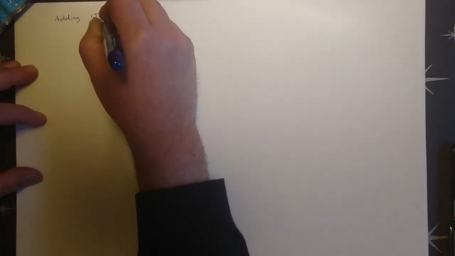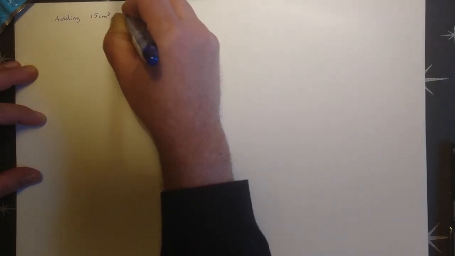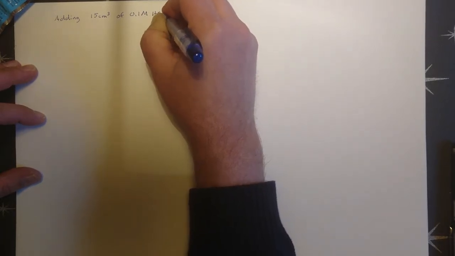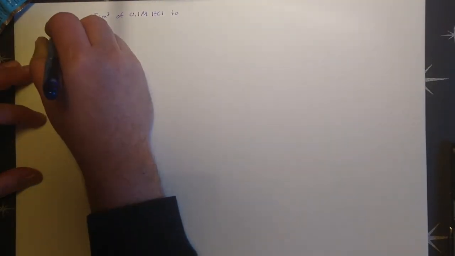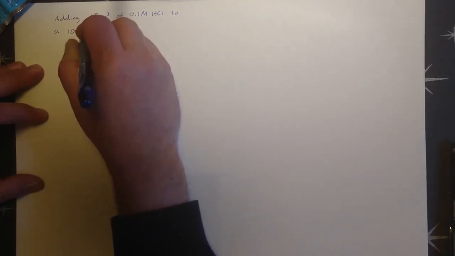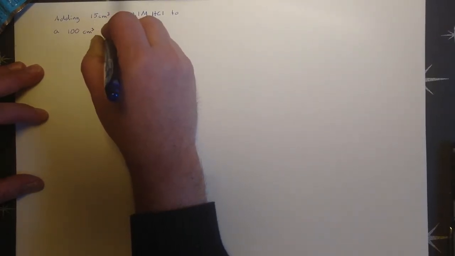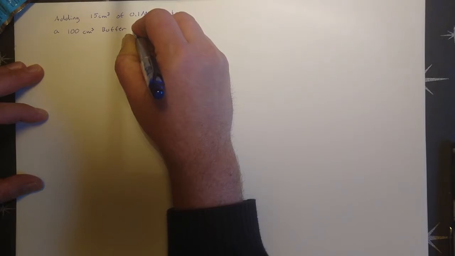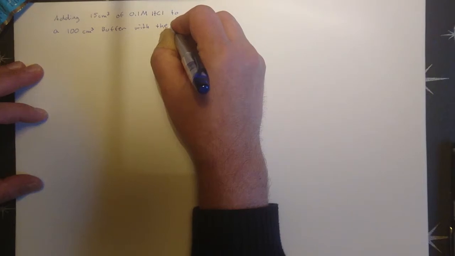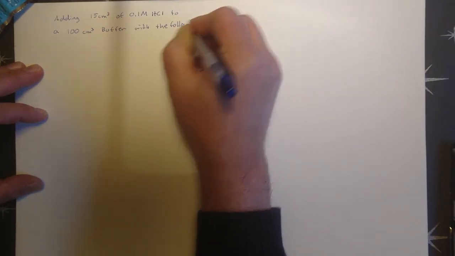All right, let's consider adding 15 cubic centimeters of 0.1 molar HCl to a 100 cubic centimeter buffer with the following composition.